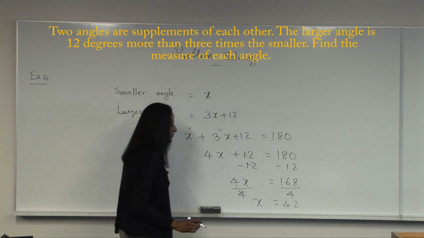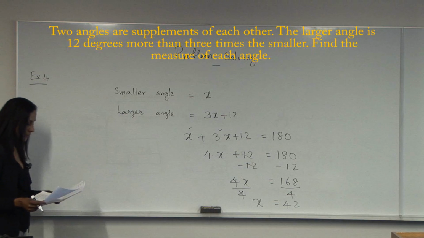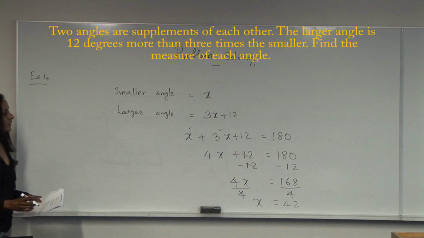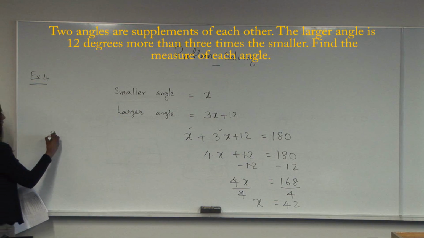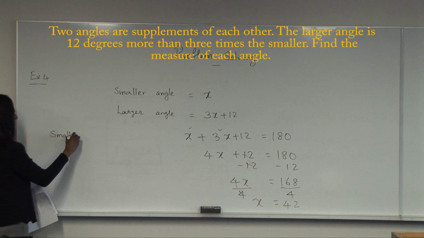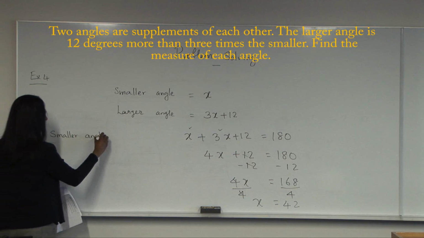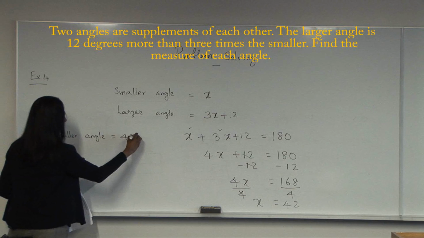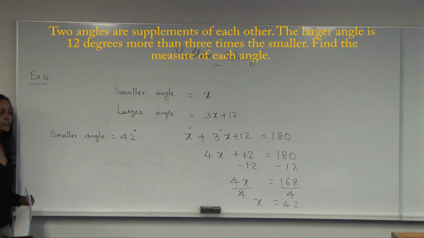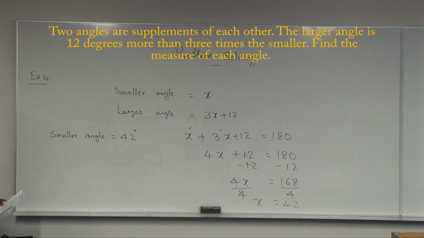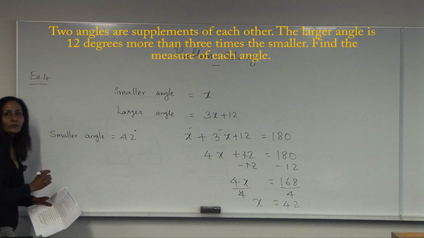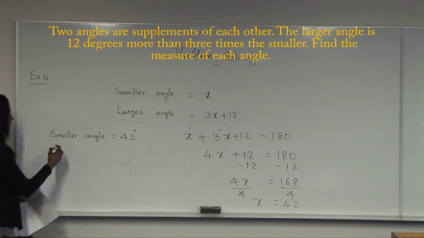42. Correct? x is equal to 42. That means the smaller angle is equal to 42 degrees. Smaller angle is 42 degrees. Can we stop here? No. We have to find the larger angle. This is only one of those answers. So we have to find the larger angle.